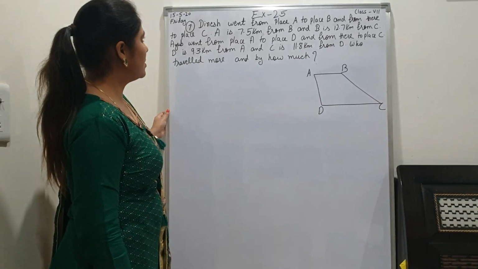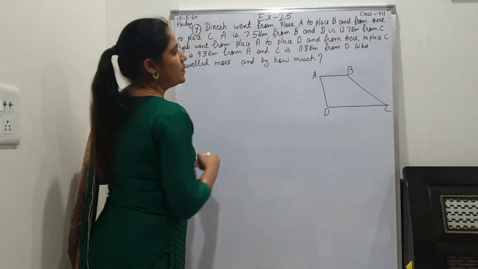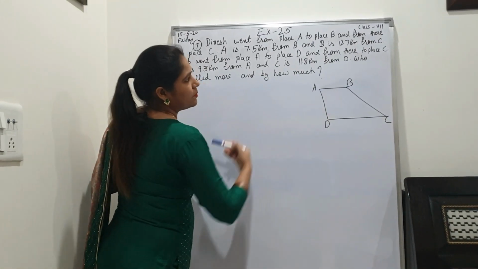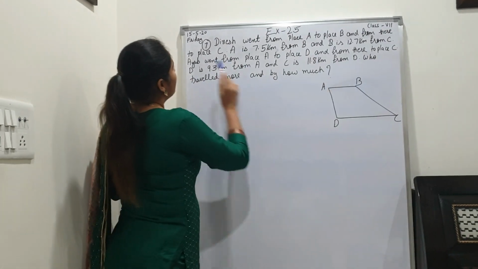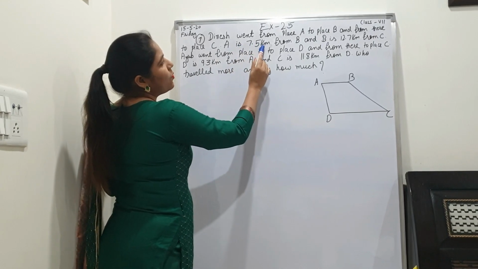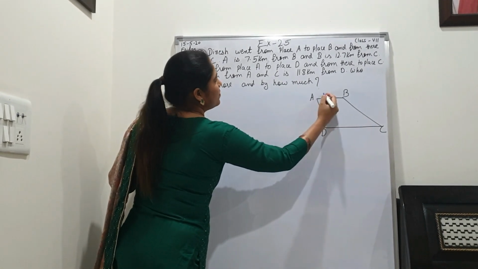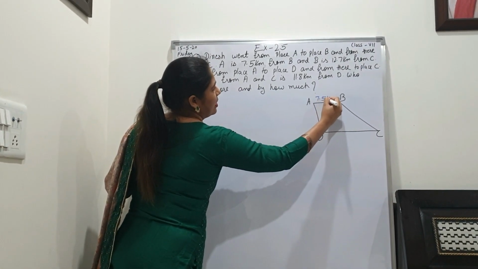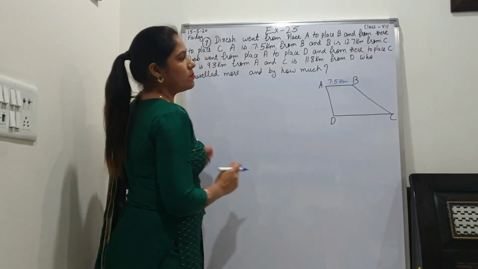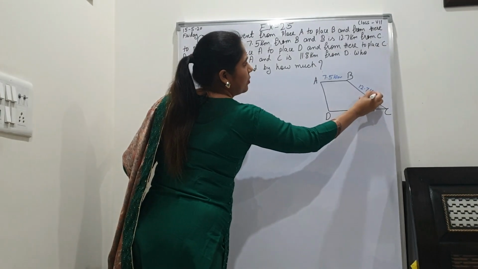This one is done. Sixth question. Question number 7. See the student. Dinesh went from place A to place B. There is a person, his name is Dinesh. He went from place A to place B, and from there to place C. So A is 7.5 km from B. The distance from A to B is 7.5 km. Then B is 12.7 km from C. B and C, that distance is 12.7 km.